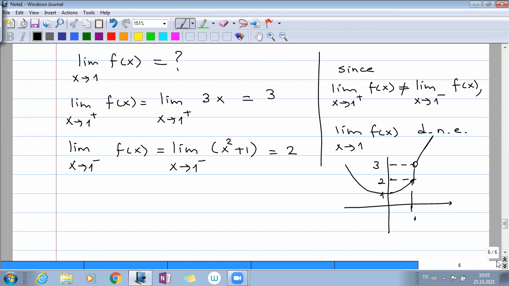On the other hand, if you have a function... Any questions about this example?